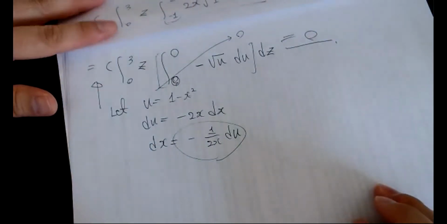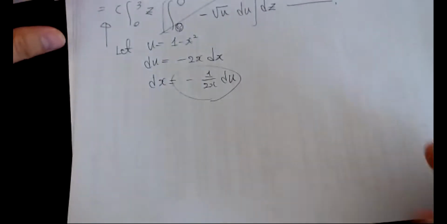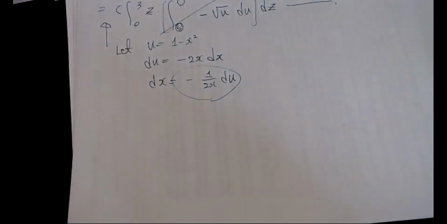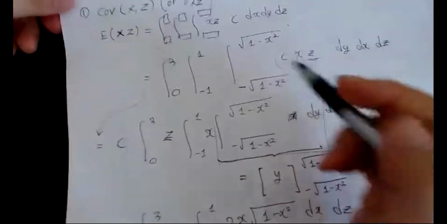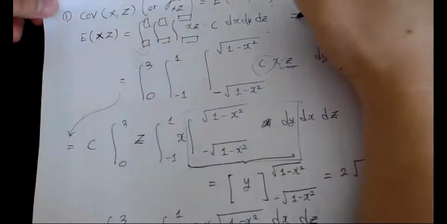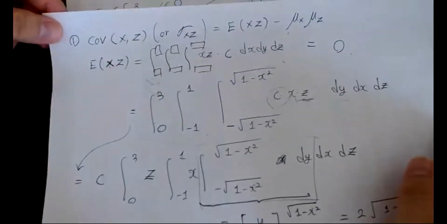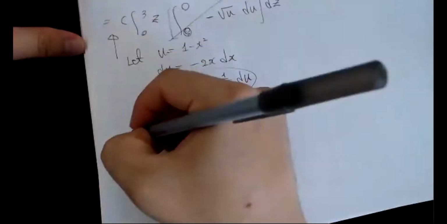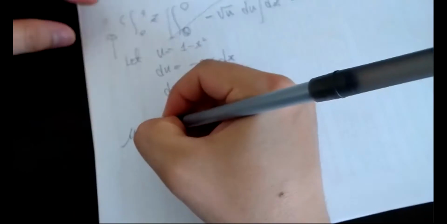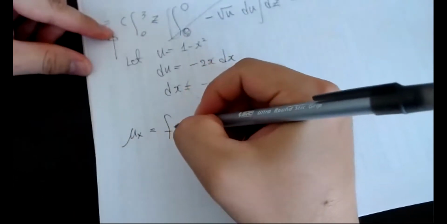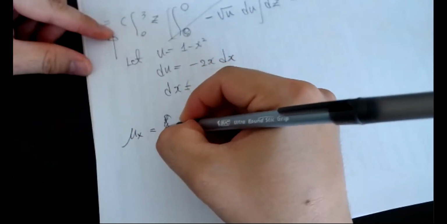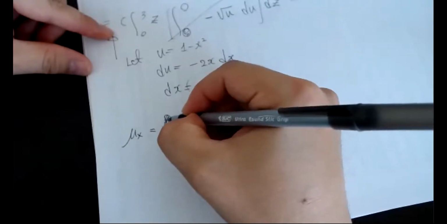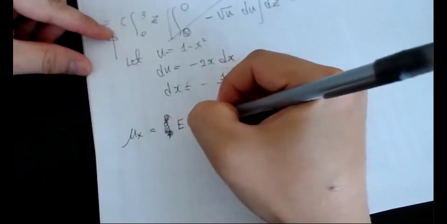Okay. All right. So E of xz is 0. E of xz is going to be 0. So this is 0. Now what about mu x, mu y? So mu x is what? Oh, sorry, not F. Mu x. This is E of x, right?